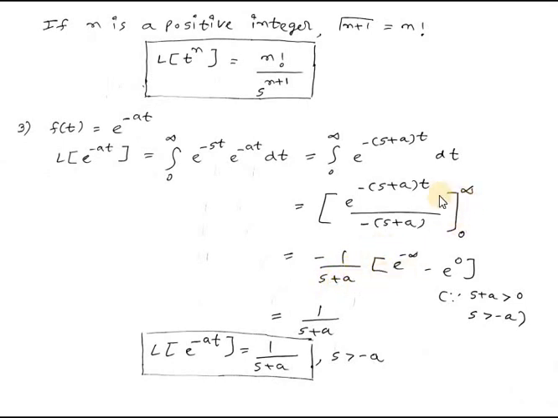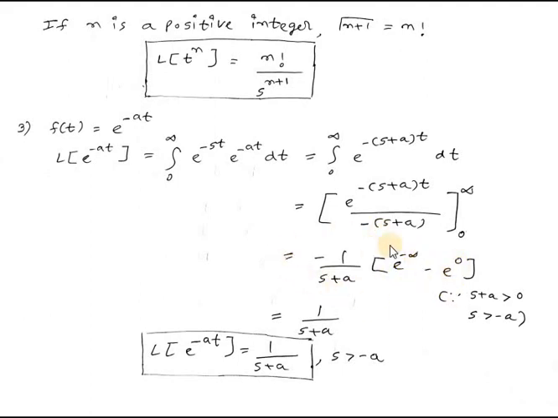First of all, we will replace t by infinite, so here it will be e raised to minus infinite minus e raised to 0, because here the lower limit is 0, so we will replace t by 0, so it will be e raised to 0. Here we have to note that s plus a is positive, therefore s is greater than minus a. So here e raised to minus infinite is 0 and e raised to 0 is 1.